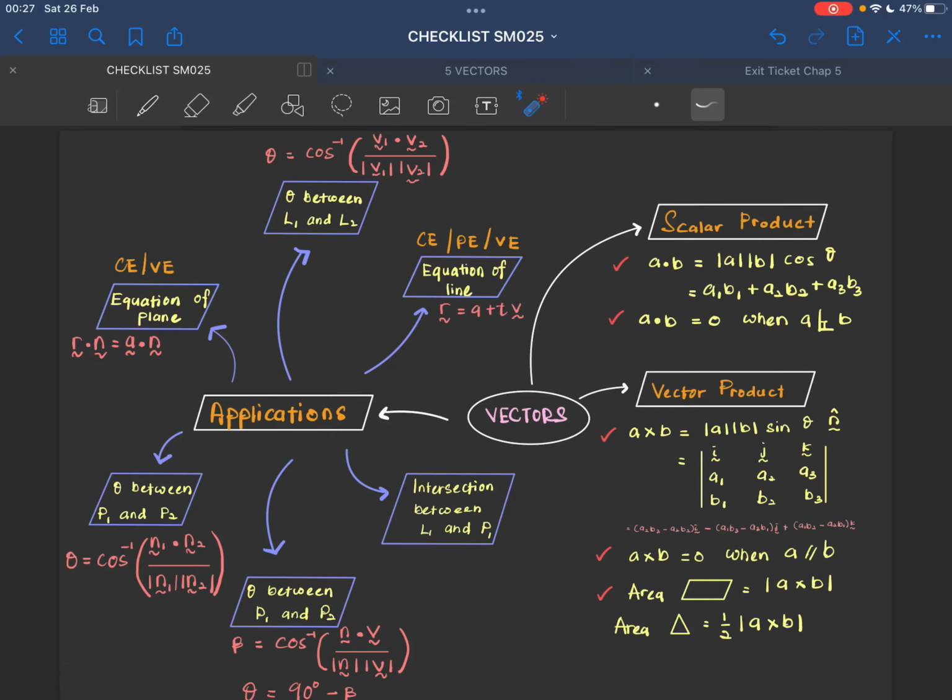Okay, hi everyone. So now we are going to continue for the third subtopic, 5.3, which is the vector product. But before that, let's recap what we have learned before.